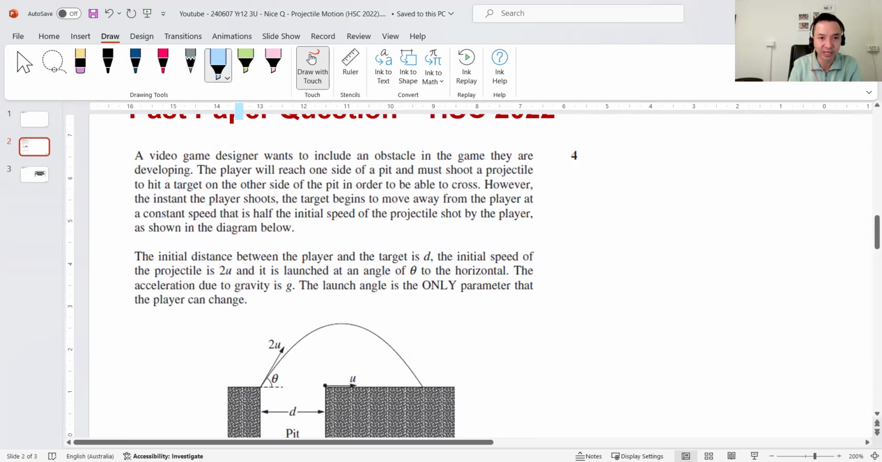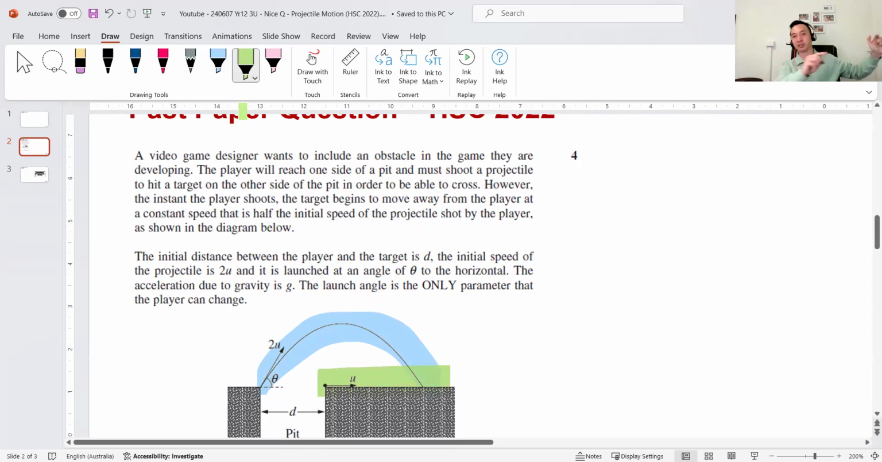A video game designer wants to include an obstacle in the game they're developing. The player will reach one side of a pit and must shoot a projectile to hit the target on the other. So they're basically trying to fire off a projectile from this point, and trying to hit a target. Now, what's special about the target? However, the instant the player shoots, the target begins to move away. So guys, this is the projectile and this is the target, and it moves as you're shooting the projectile. So basically, as you're shooting the projectile, the target moves away from you as well, okay? The target begins to move at a constant speed that is half the initial speed of the projectile shot by the player, as shown in the diagram below.